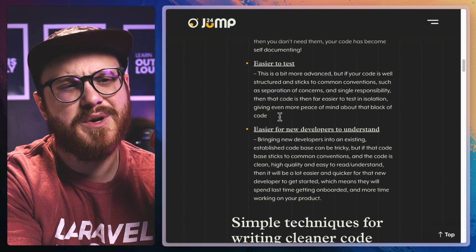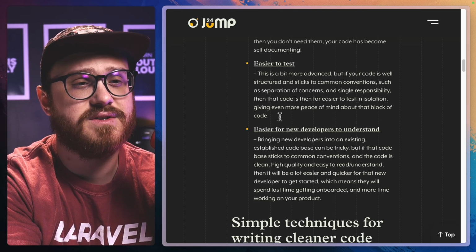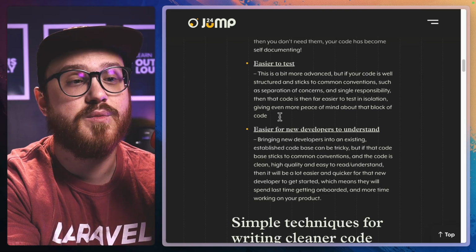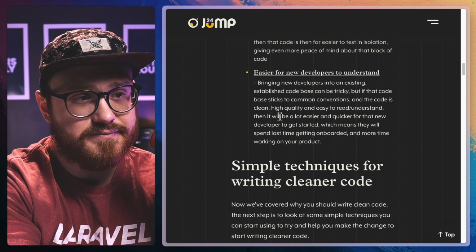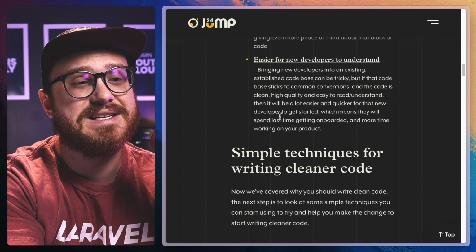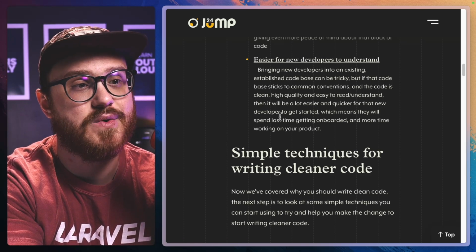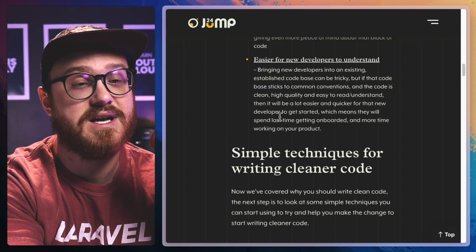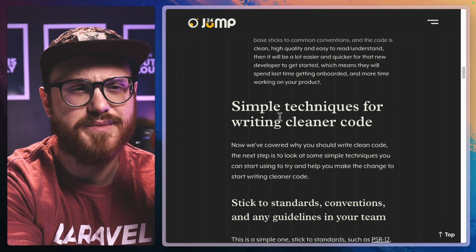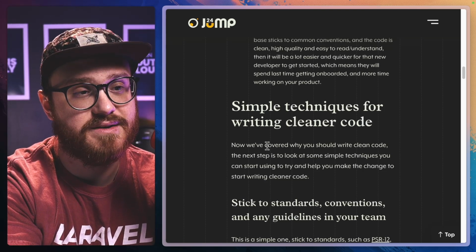Five, easier to test. This is a bit more advanced, but if your code is well-structured and sticks to common conventions such as separation of concerns and single responsibility, then that code is far easier to test in isolation, giving even more peace of mind about that block of code. Lastly, easier for new developers to understand. Bringing new developers into an existing established code base can be tricky, but if that code base sticks to common conventions and the code is clean, high quality, and easy to read and understand, then it will be a lot easier and quicker for that new developer to get started, which means they will spend less time getting onboarded and more time working on your product.